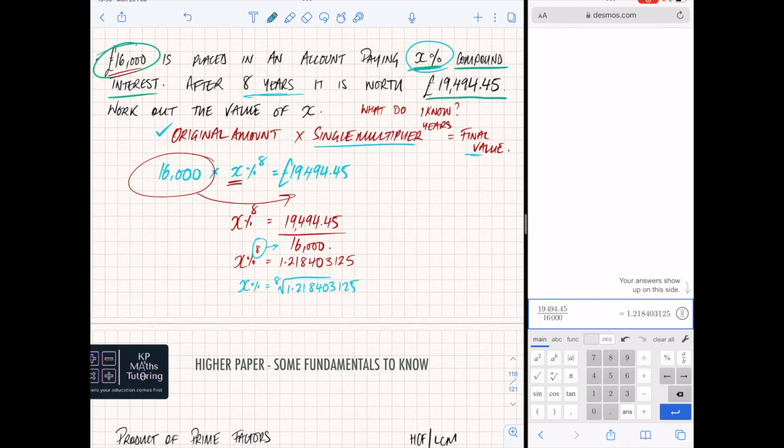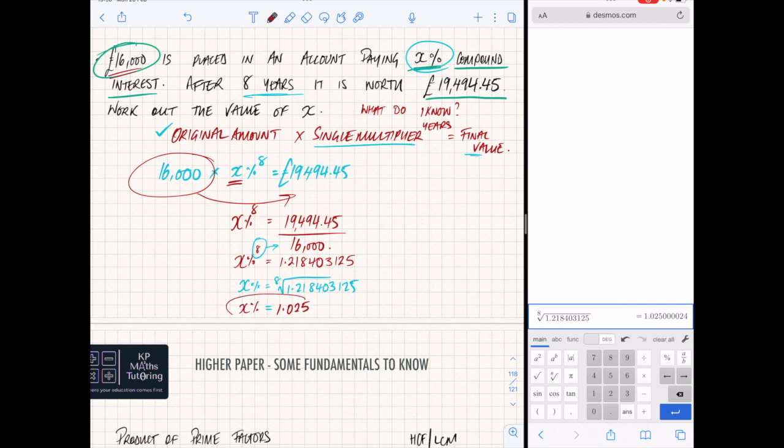1.218403125. So on your calculator again, here you can see on the Desmos, there's the n with the root. I'm going to put the 8th root and then type that number in there, 1.218403125. So the 8th root of that gives me, as you can see there on the screen, 1.025, and you can see because there's loads of zeros there, I can stop. There's 1, 2, 3, 4 zeros. So because that number is very, very close to 1.025, I can leave my answer like that.